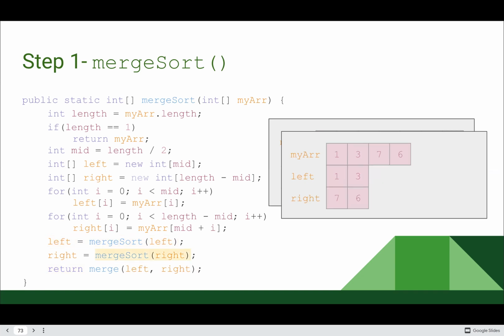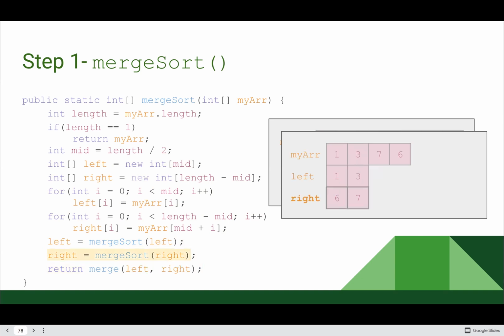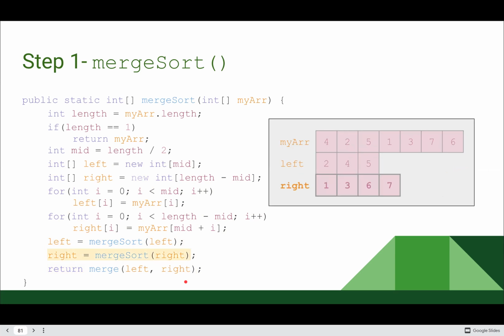Then we call merge sort on right. My array is 7, 6. Left is 7, right is 6. We merge those together into the other direction, 6, 7. So now right is 6, 7, and we can merge left and right together. And that will give us 1, 3, 6, 7. So now right is equal to 1, 3, 6, 7.